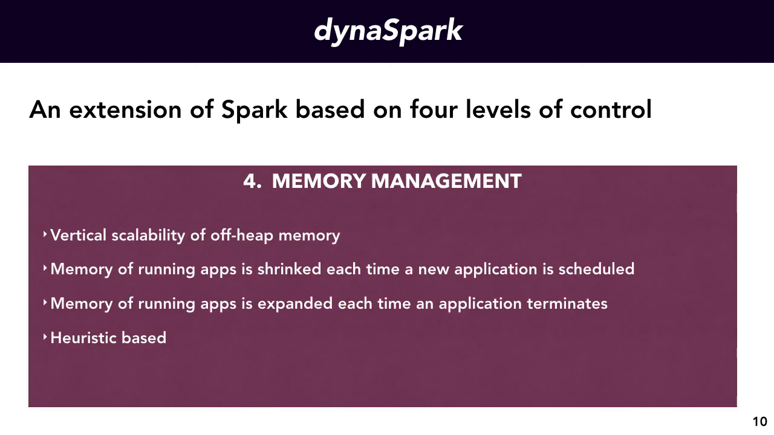Finally, we also take into account memory management. In this case, we vertically scale off-heap memory. We use off-heap because each executor is a JVM and it's not possible to easily resize heap memory for JVMs. The memory of running applications is shrunk when a new application is scheduled, and on the contrary is expanded when an application terminates. This layer is also based on a heuristic.